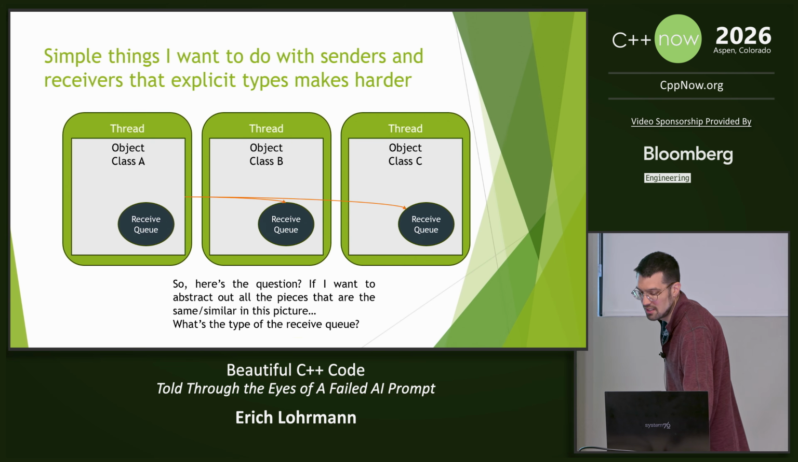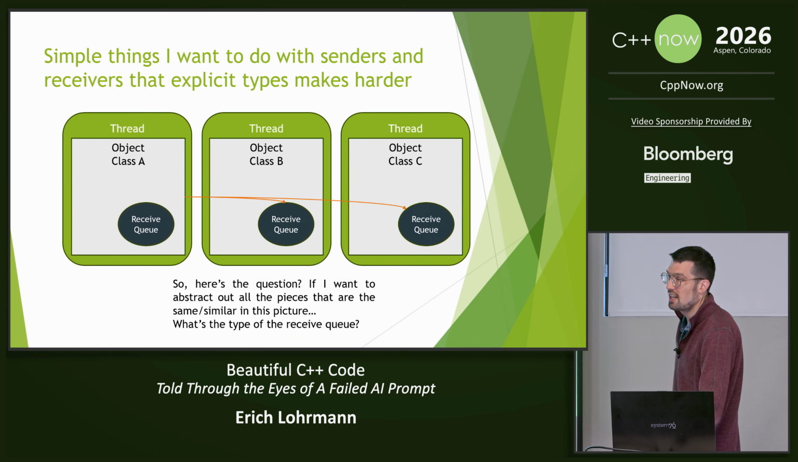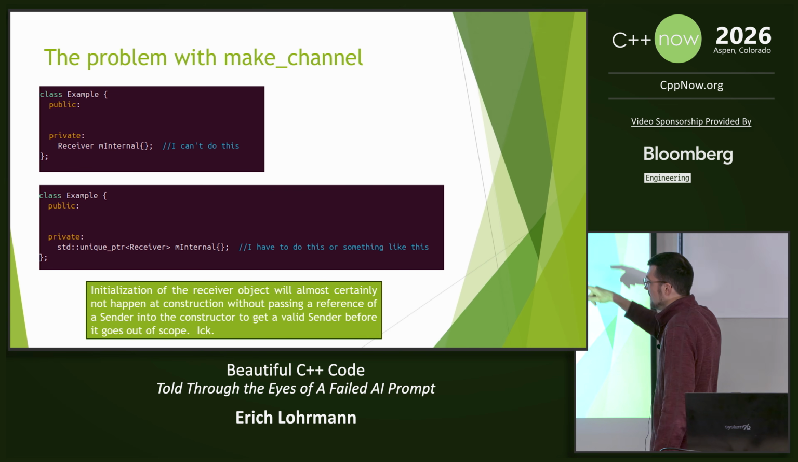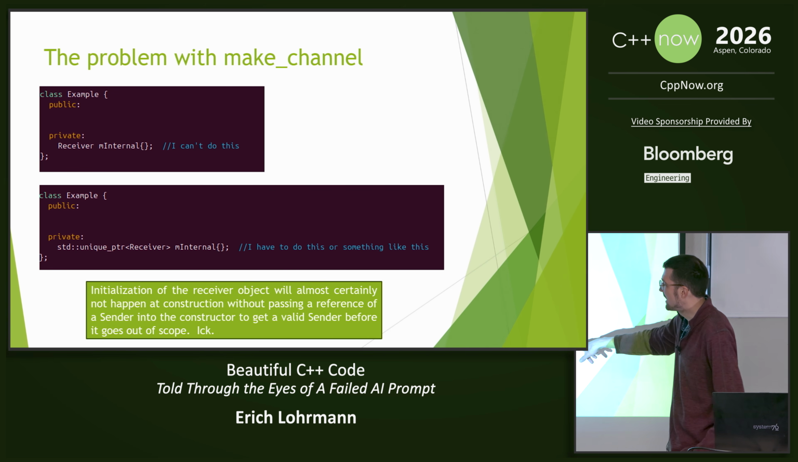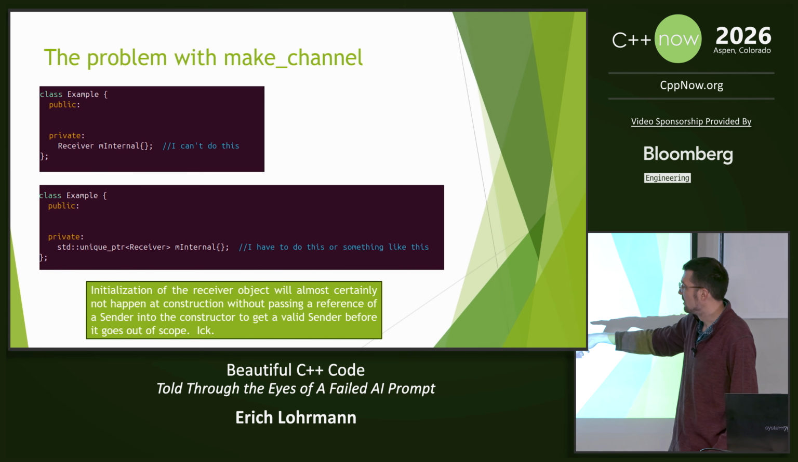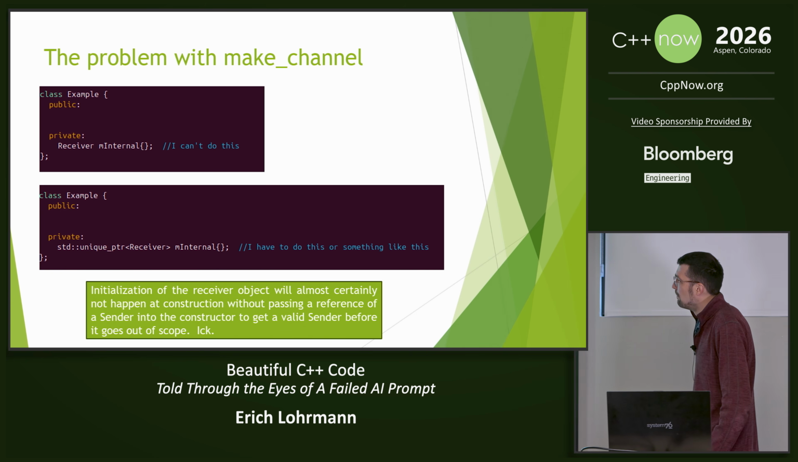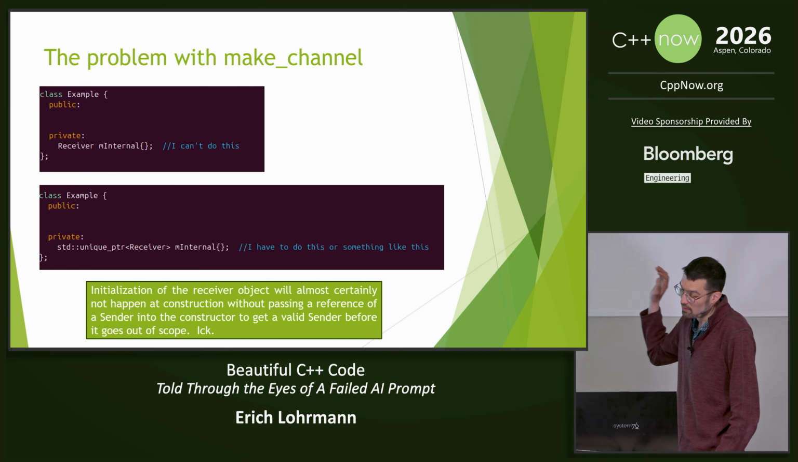what's the type of the receive queue, right? Ultimately it changes depending on what class you're in, and it's just a pain. I can't do something like that. Instead, I have to do something kind of like this, where I abstract out maybe the receiver and it does this thing. This is the problem with make channel.